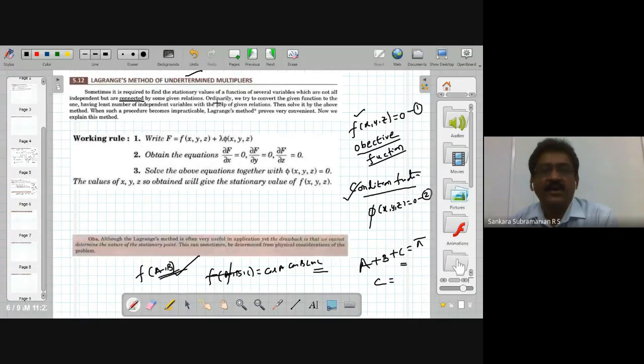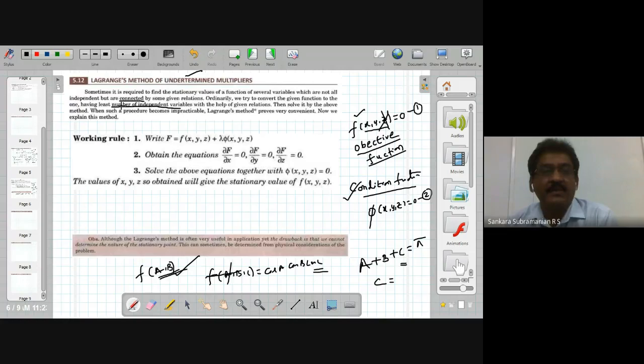Ordinarily we try to convert the given function to one having the least number of independent variables. Here three independent variables are there, and there is a connection between z and x and y. Therefore we try to substitute for z in terms of x and y, so the number of independent variables will be less, and then we solve it.